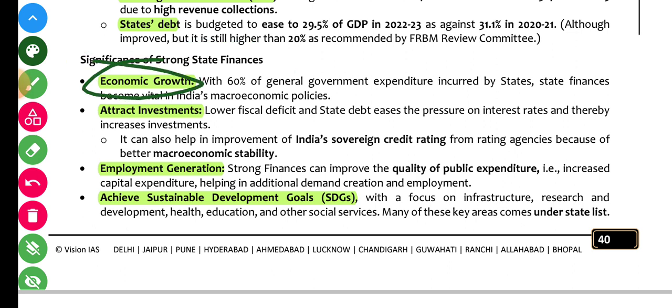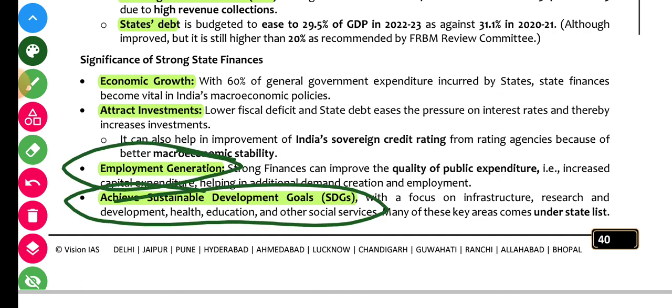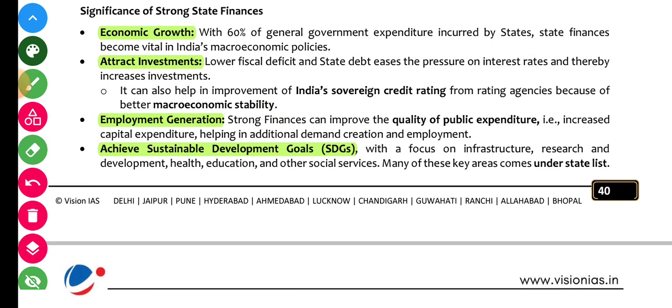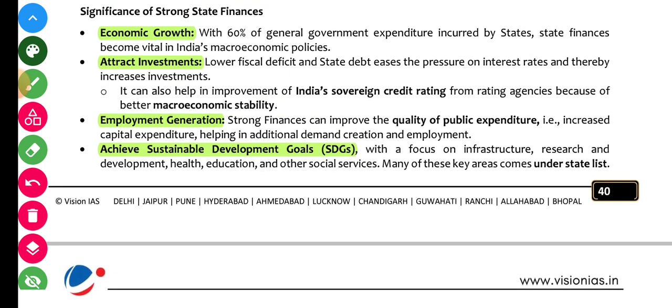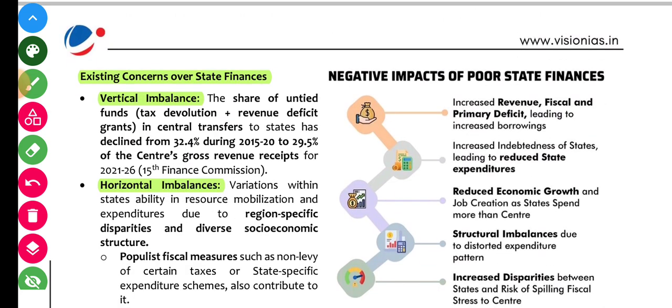Economic growth, attractive investment, employment generation, achieve sustainable development goals. So you can remember these points, and some points like India's sovereign credit rating, macroeconomic stability, if the state's finances increase, these will also be strong. Quality of public expenditure will also increase. Okay, so you can remember these points.